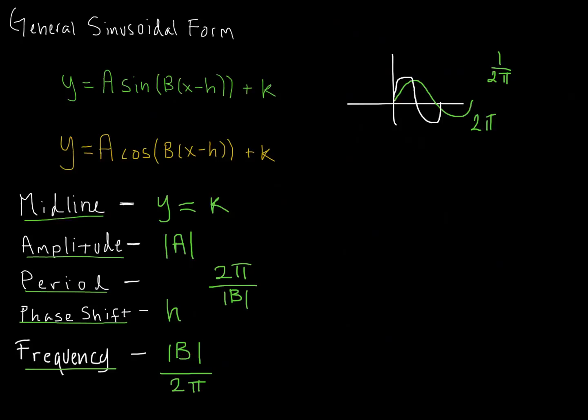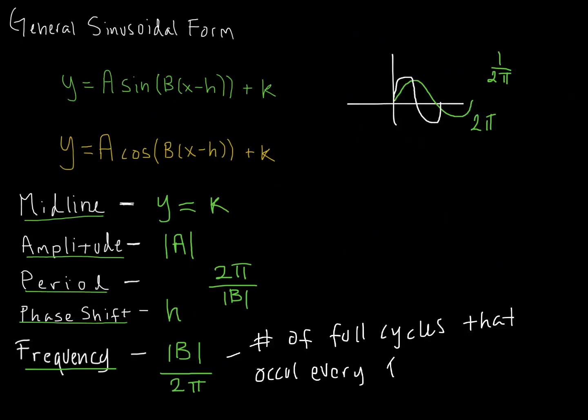And frequency, I guess we should just define this here, is the number of full cycles that occur every 1 unit. Every 1 unit. Alright, so now that we know how to find the midline, amplitude, period, phase shift, and frequency, we're going to get a little practice looking at a couple of functions and figuring these things out.